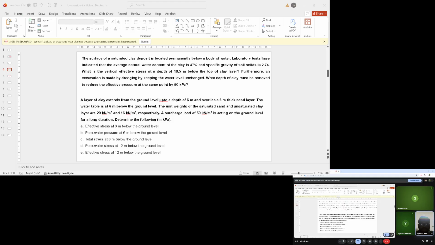Have you solved it? No, sir, trying, sir. Up to 50%, sir. First problem, sir, I solved up to the void ratio and gamma saturated calculated, sir. Then next formula, I think effective stress equals depth into gamma dash, saturated, sir. But they have given 50 kilopascals. There I'm getting confused, sir. Can you explain to me, sir?